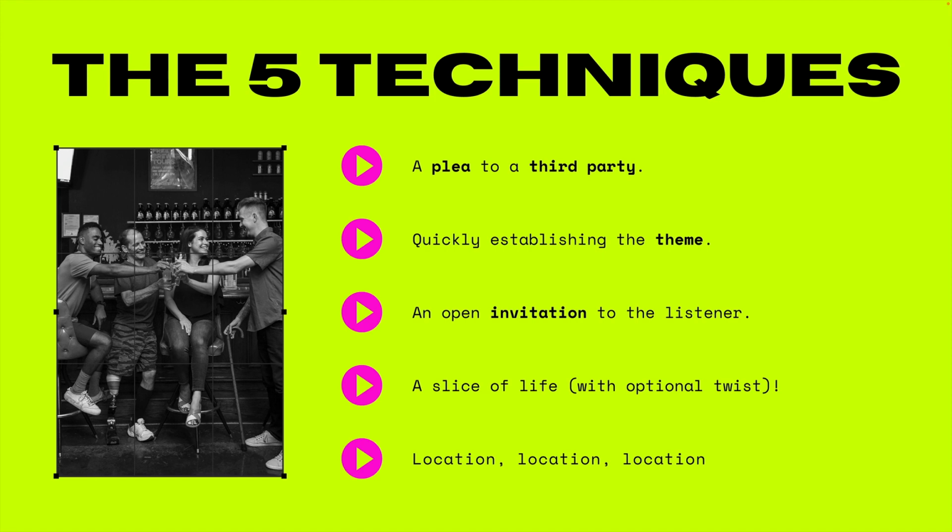The way I describe them is: first, it's a plea to a third party. Second, a song that quickly establishes the theme about what it is about. Third, it's an open invitation to the listener to do something with the singer. Fourth, you're offering a slice of life. Maybe there's going to be a twist to it. And finally, it's location, location, location. You're setting the scene. You're painting this picture of a place or a time. So let's jump into the first of these techniques.